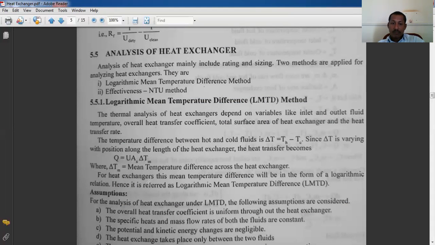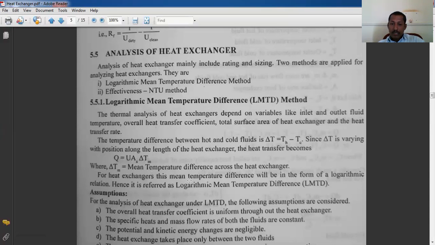The heat transfer taking place in the heat exchanger is by convection. For convection, the rate of heat transfer is Q equals h AS delta T, but here I am using Q equals U AS delta TM. U is the overall heat transfer coefficient, whereas h is the heat transfer coefficient for convection. Here U is the overall coefficient for the entire surface; there may be conduction, convection, whatever takes place. AS is the surface area, and delta TM is the mean temperature difference across the heat exchanger.